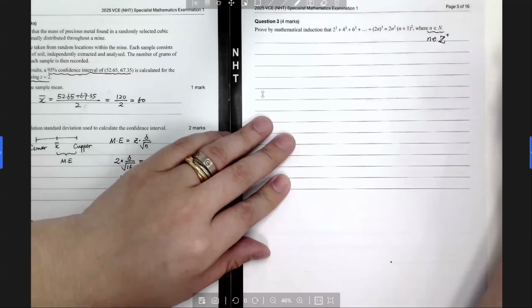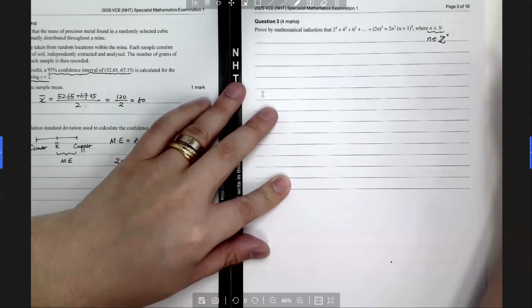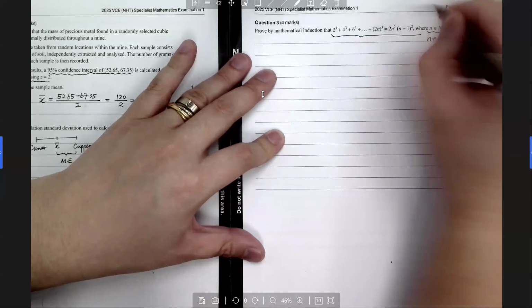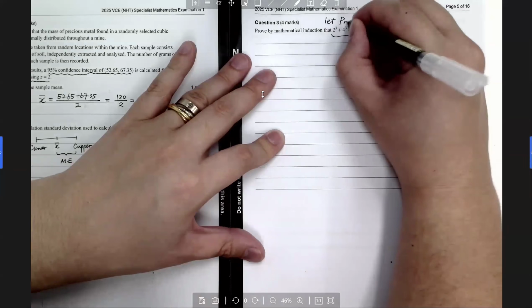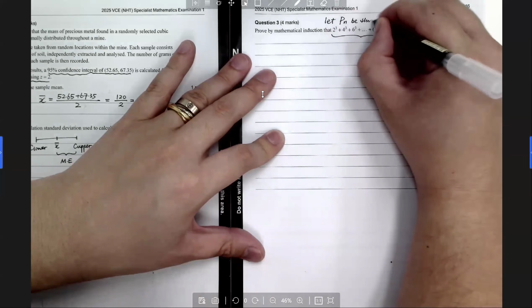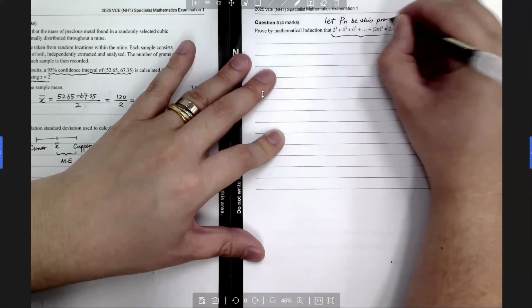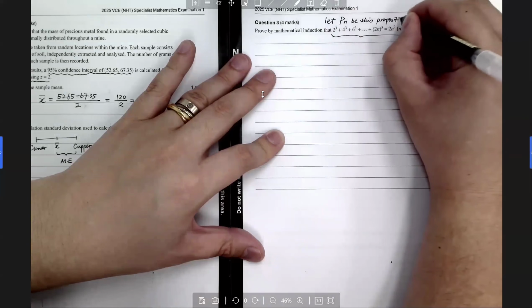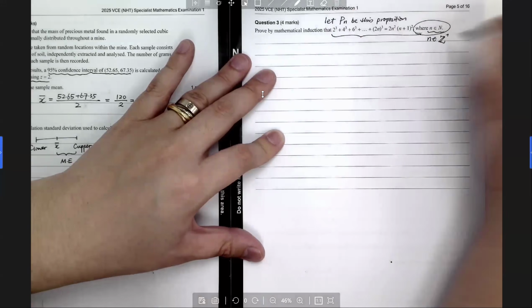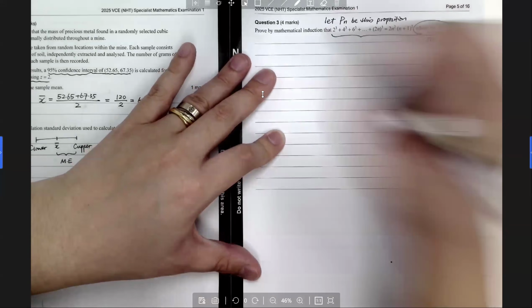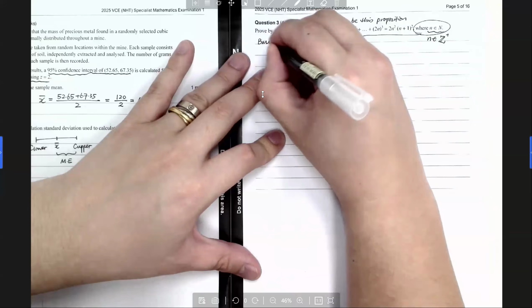For natural numbers, we start with n equals 1. Now let Pn be this proposition, where n is a natural number. Then we try the base case. We check the base case.